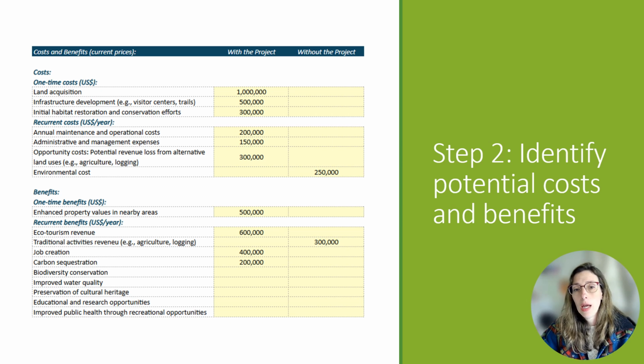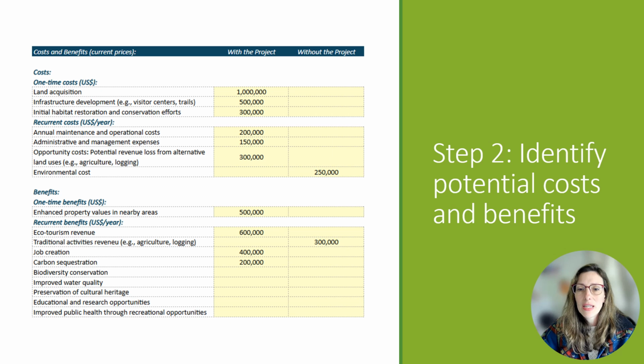For recurring costs, we have maintenance costs, administrative costs, and opportunity costs. The case of opportunity costs is the revenue loss from traditional activities that won't be allowed if the area becomes protected. And we have also environmental costs.